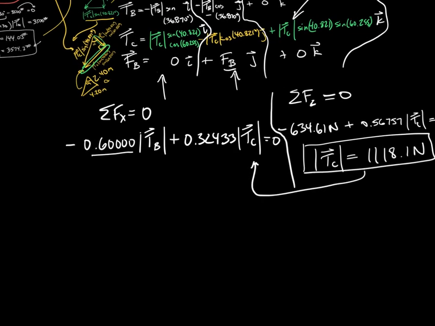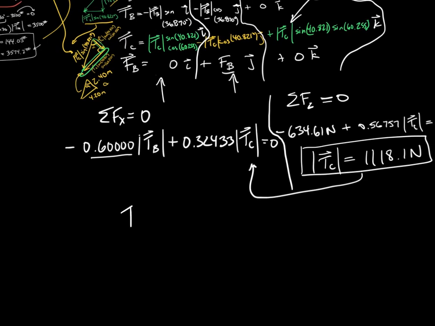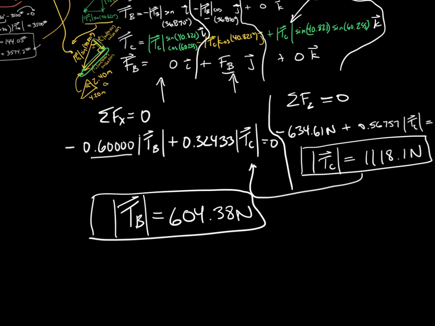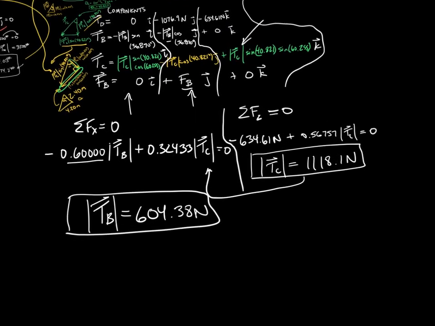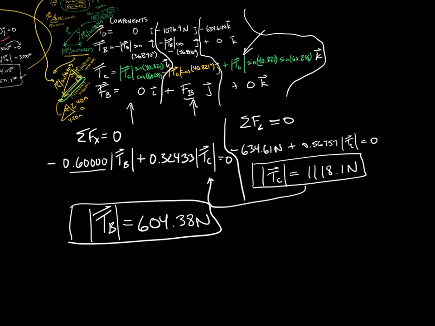If I plug that number in and solve for TB, I get 604.38 newtons, which is pretty cool. So now I've got 2 of my tensions. The last one is this last equation, which of course is going to be the hardest for you to see, but hopefully you've taken notes. We'll do the sum of the forces in the y direction equals 0. This one should be able to solve the whole thing.